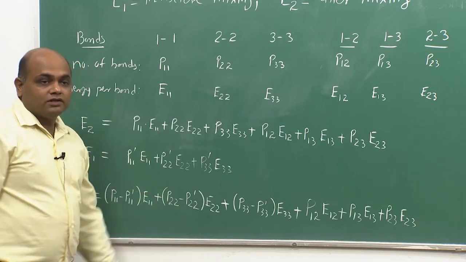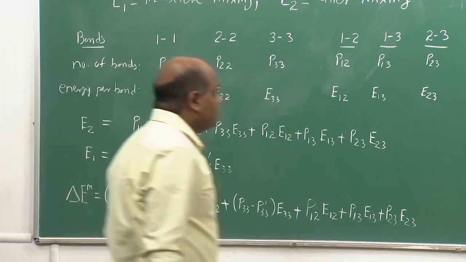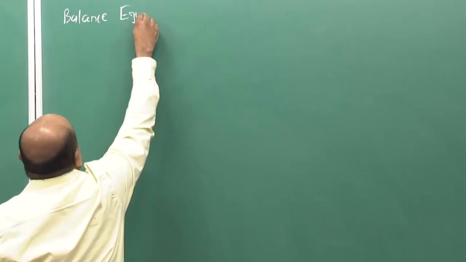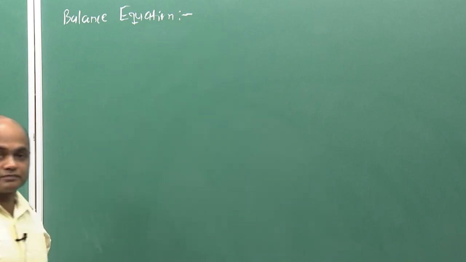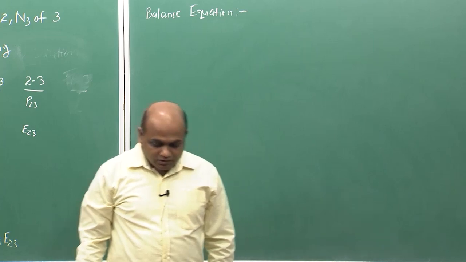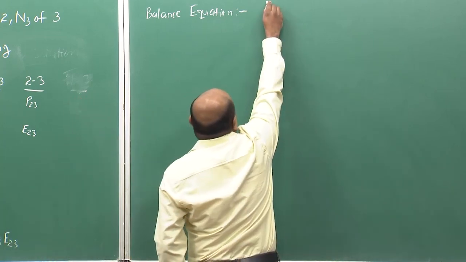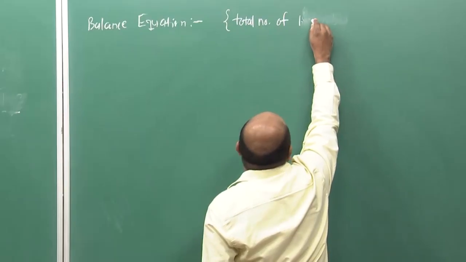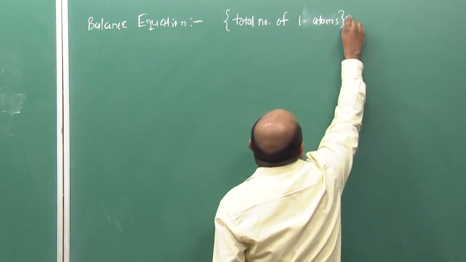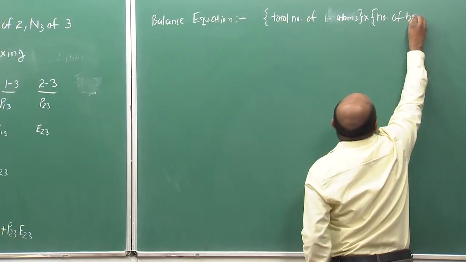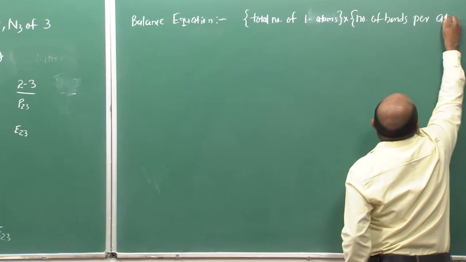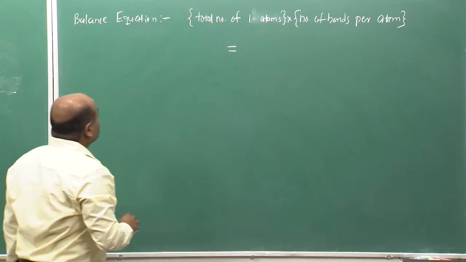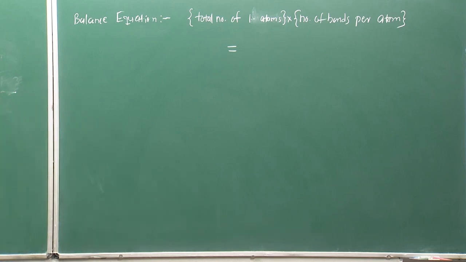So, now all we need to do is to evaluate this number of bonds. To do that, let us apply a balance equation for number of bonds. So, if we try to find the total number of bonds, we write total number of atoms of type 1 times number of bonds per atom.